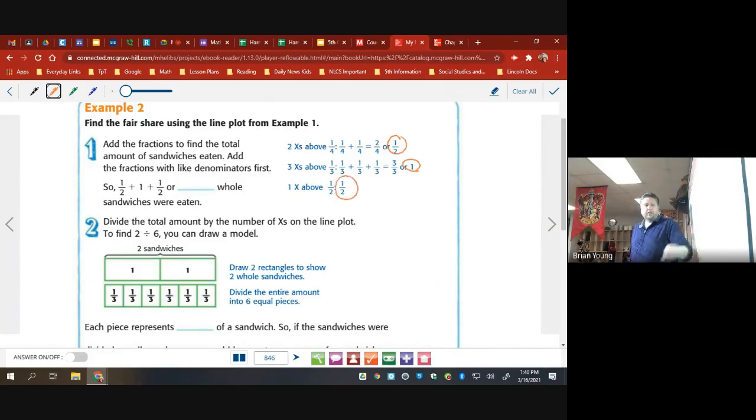So when we add those together, what do we get? Because you take a half plus a half, it gives you 1. And then you add it to the other one, you get 2. So the fair share is they'd all get 2 whole sandwiches eaten. Okay, 2 whole sandwiches of whatever they got cut up.